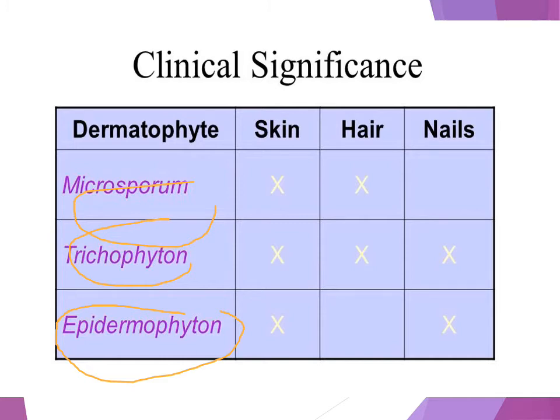When we talk about microsporum, it only affects our hair and skin. Mostly affected are children. For our trichophyton, this affects skin, hair, and nails. Lastly, we have your epidermophyton. This will affect skin and nails, especially the feet, hands, and the groin area.